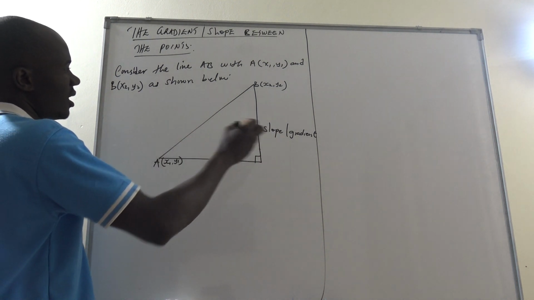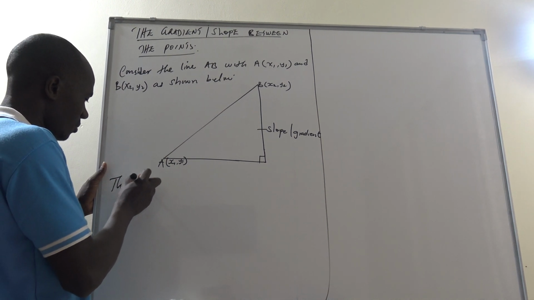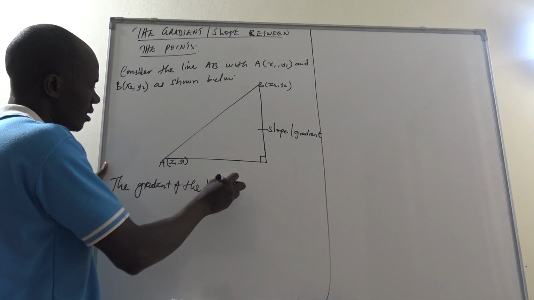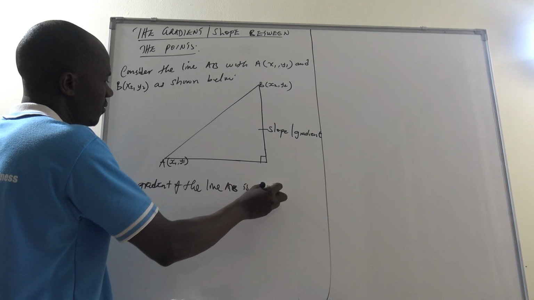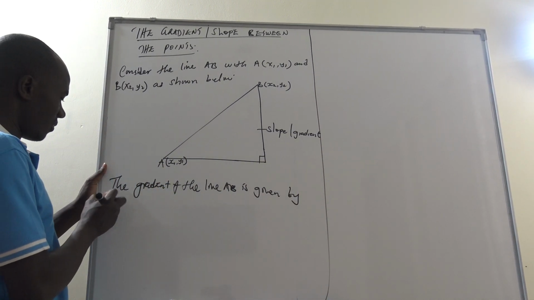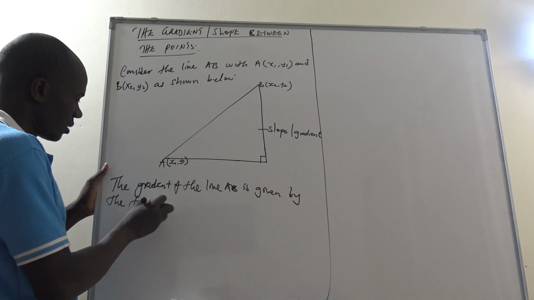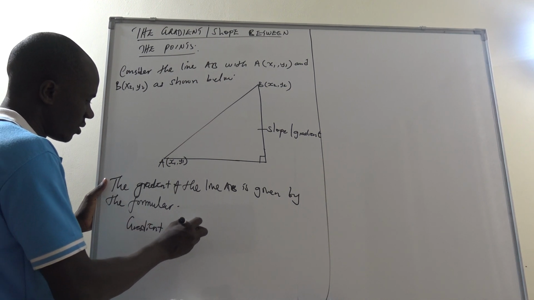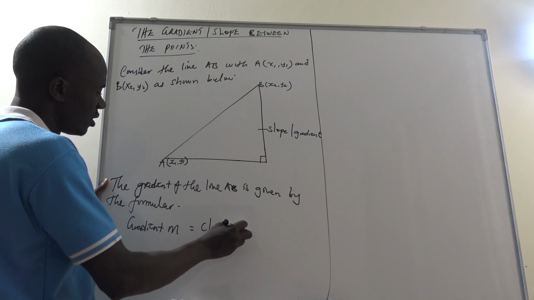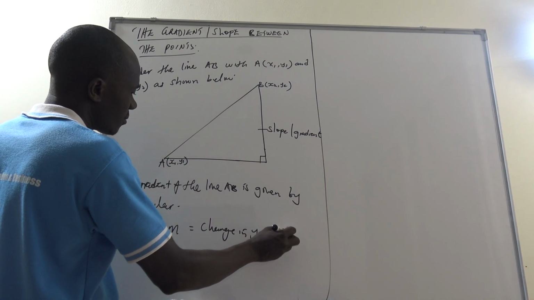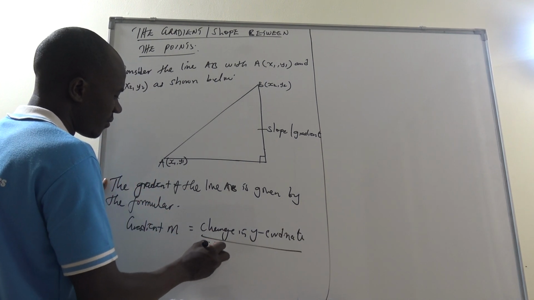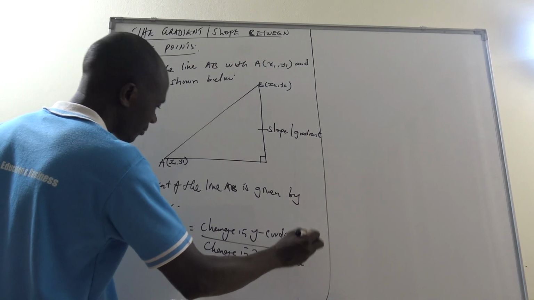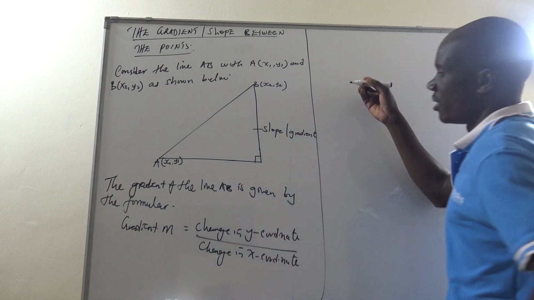So you can say the gradient of the line AB is given by the formula which we call gradient M, which is equal to change in y coordinate all over change in x coordinate. So what is it? We are getting gradient M.